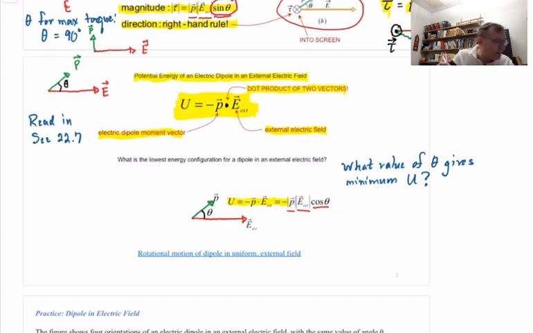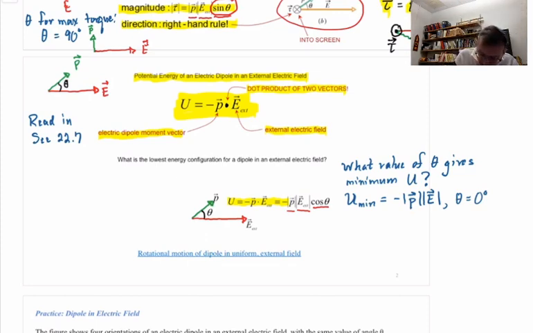In fact, the minimum potential energy, U minimum, the absolute smallest you can get, is negative magnitude P times magnitude E. Negative product of those two magnitudes. And that clearly occurs just from the behavior of the cosine function when theta equals 0. Well, that actually makes sense now.